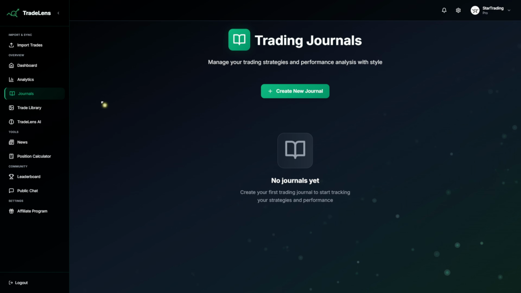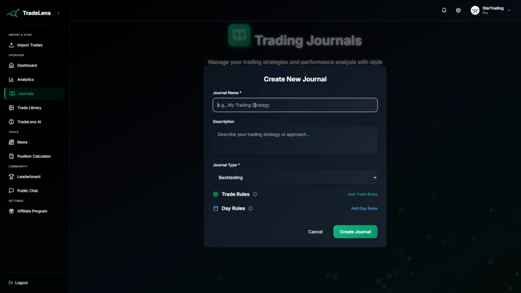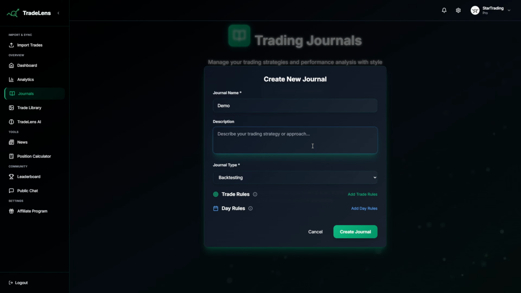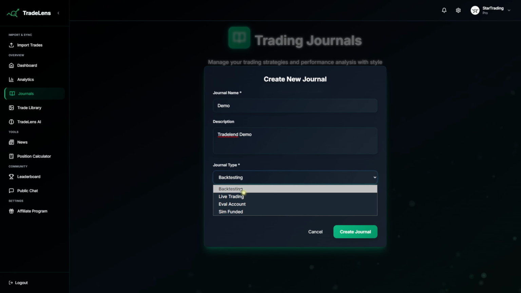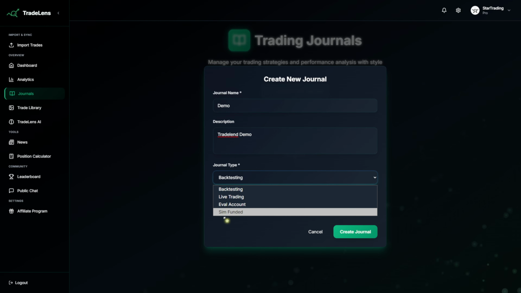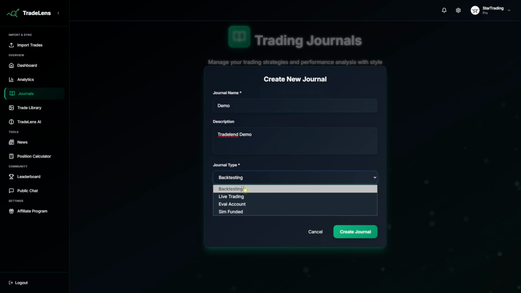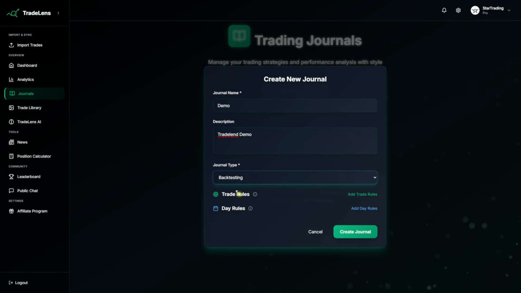Now the first tab that I would like you to visit is the Journals tab. From here on, you're going to create your first journal. And in the description, you can put everything that is describing your journal. Personally, it's just going to be TradeLens demo. And then TradeLens will also ask you, is this going to be a live account, backtesting session, or just overall something you're doing on a prop firm? Now for me personally, I'm just going to press backtest for now.